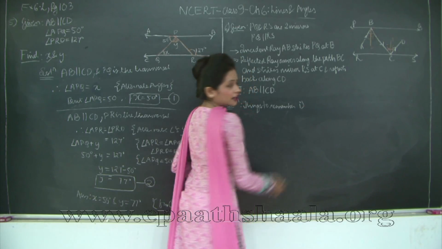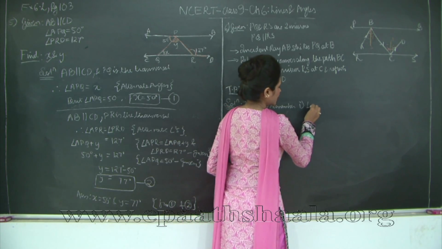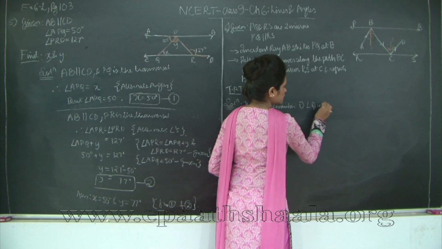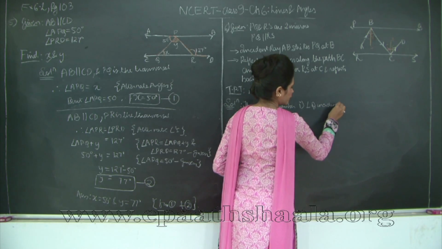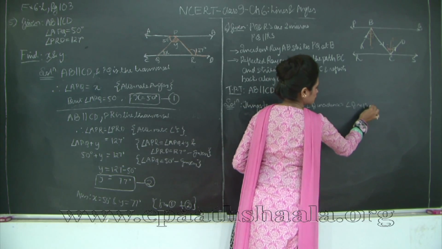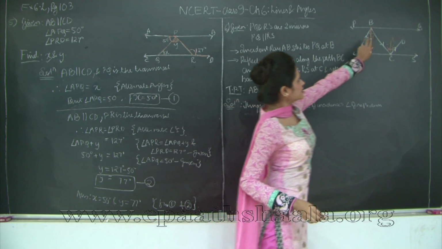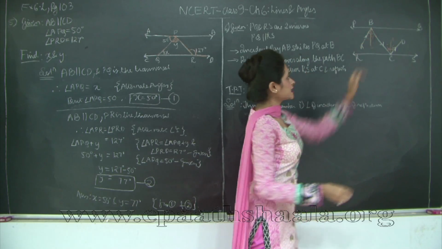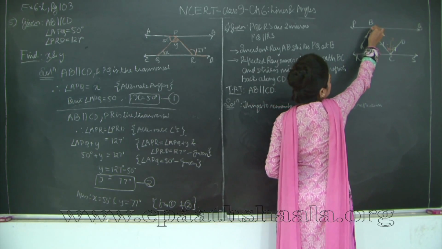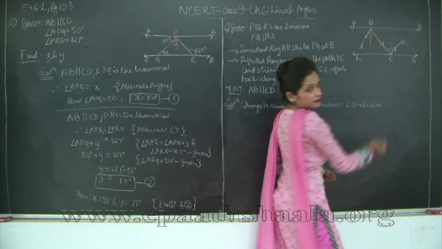According to laws of reflection, we have angle of incidence equal to angle of reflection. So angle of incidence is equal to angle of reflection. Correct? So for this angle of incidence AB, I have angle of reflection for the reflected ray BC, correct?